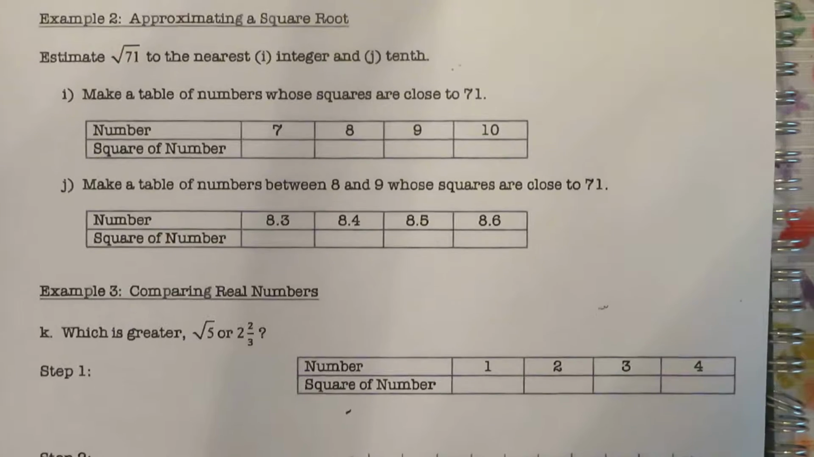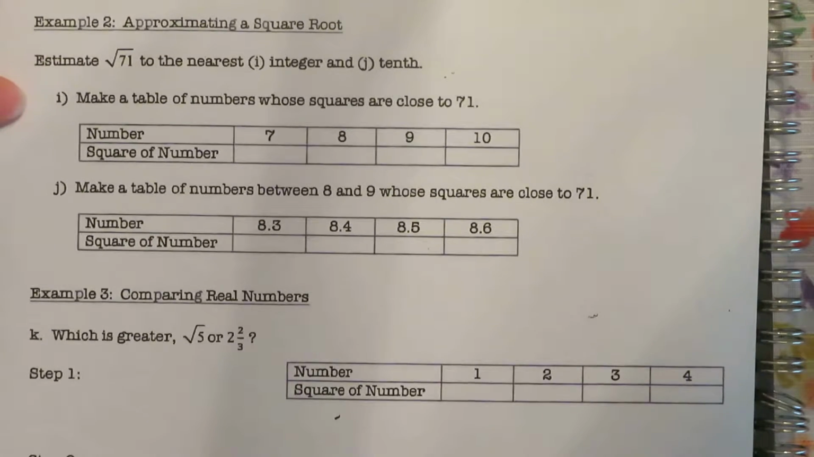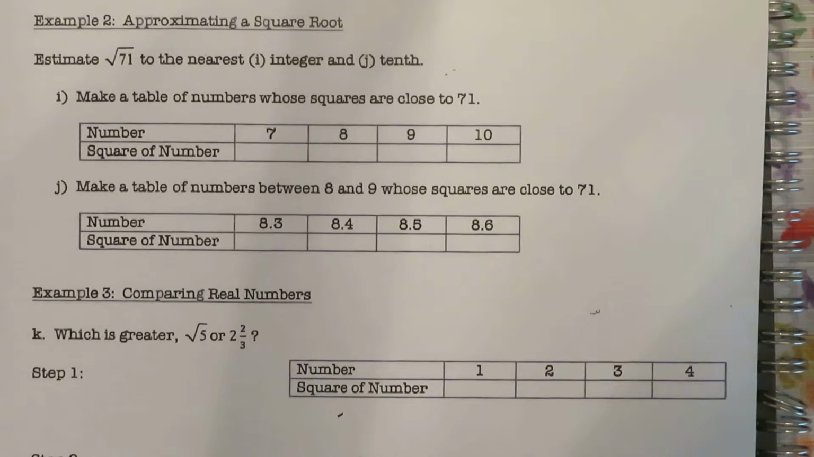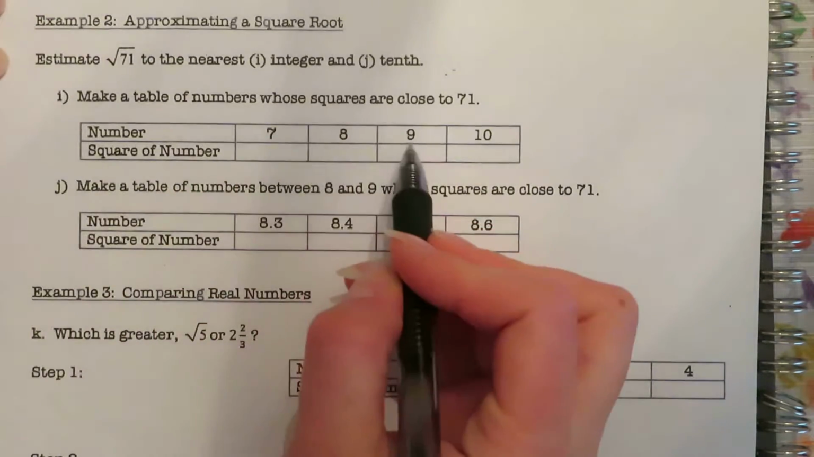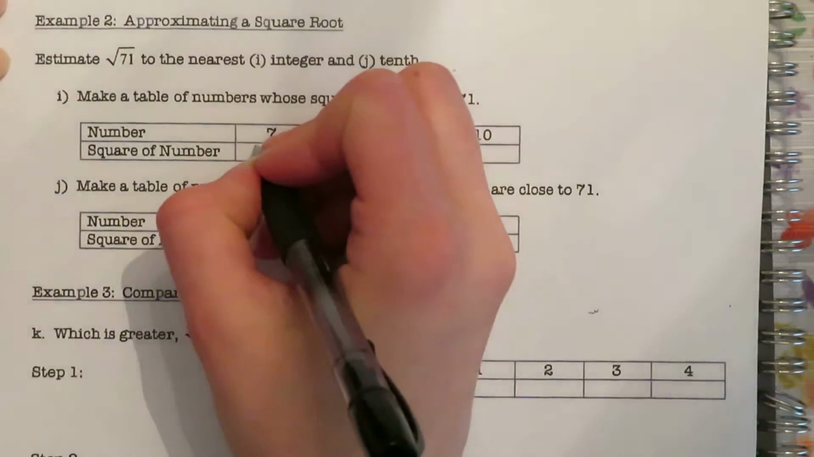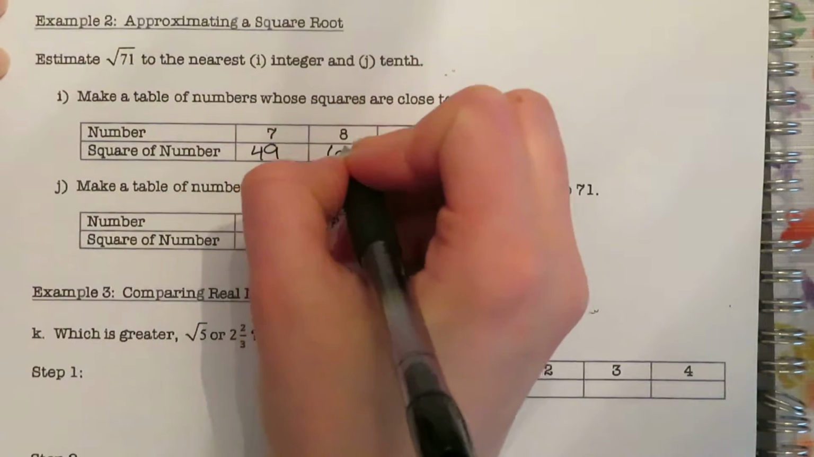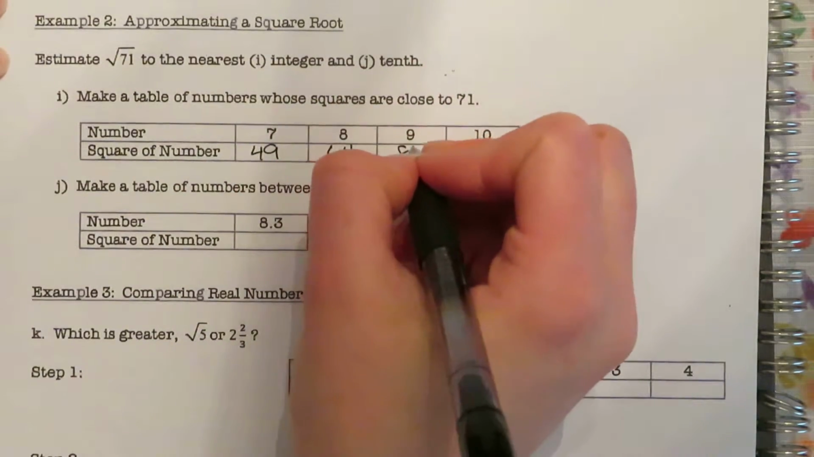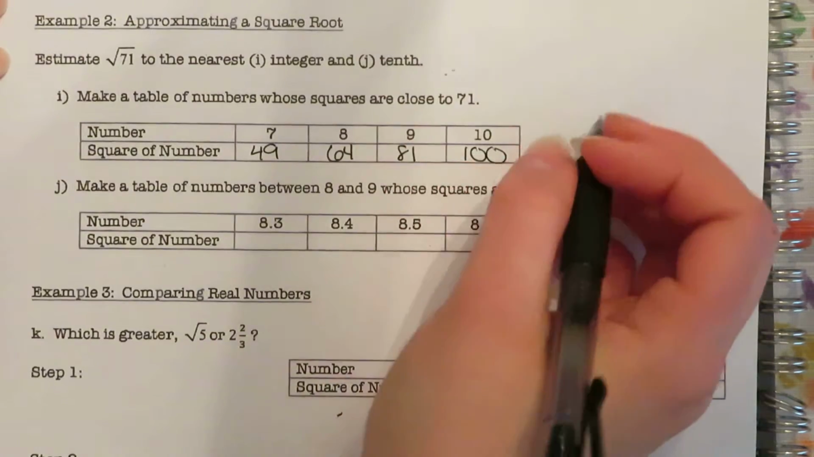All right, number 2, approximating a square root. We're going to estimate the square root of 71 to the nearest integer and then to the nearest tenth. So make a table of numbers whose squares are closest to 71. I chose the numbers 7, 8, 9, 10. The square of 7 is 49, 8 is 64, 9 is 81, and 10 is 100.